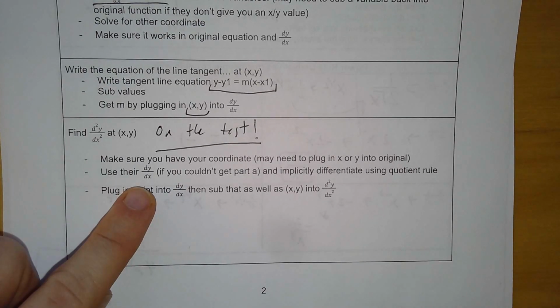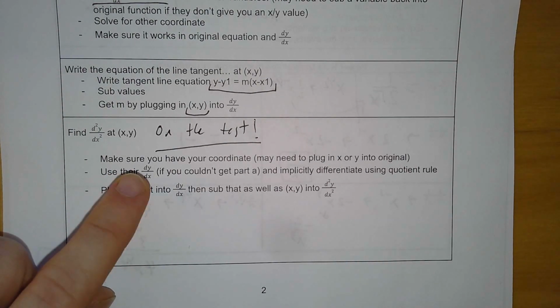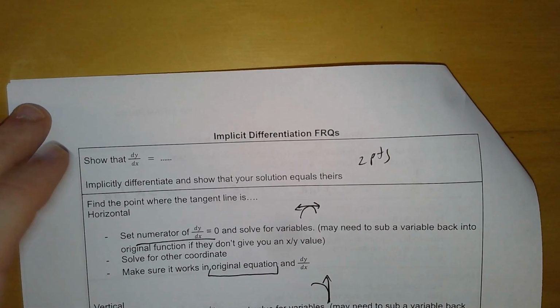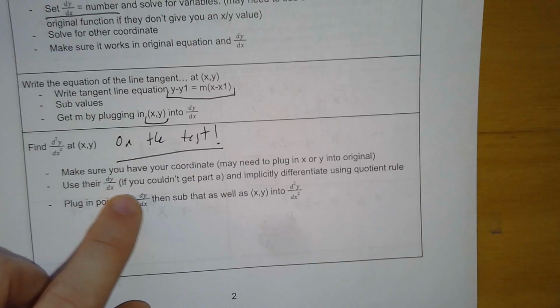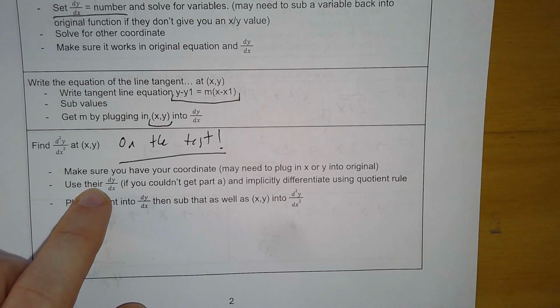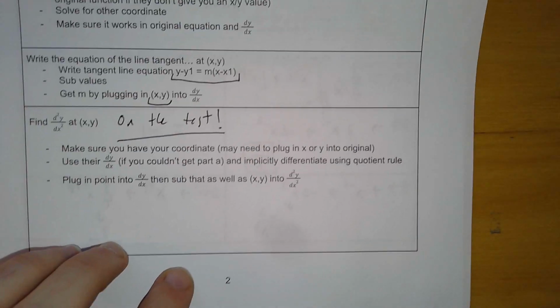Usually they give you dy dx. So just use theirs. Even if you couldn't answer this one up here, like you struggle with that, that doesn't stop you from answering this question, because you can just use theirs. I'll talk about that in a bit when we do a problem. And then implicit differentiate using quotient rule.